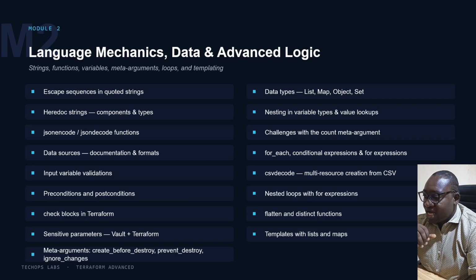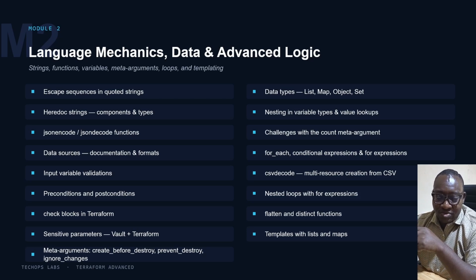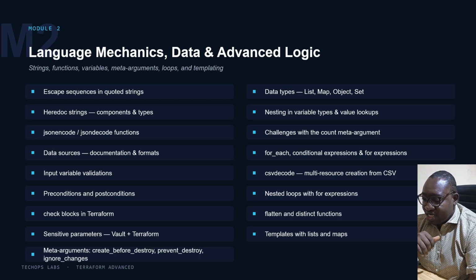In the second module, we're going to be covering the language mechanics, data, and advanced logic. We're going to be looking at nesting and variables. We're going to be looking at different data types, escape sequences, encoded strings, and a whole lot of things, right? We're going to be looking at JSON encode, CSV encode, flatten and distinct functions, and a whole lot of other things. All right, we're also going to be exploring HashiCorp Vault as well. I mean, how do we manage sensitive data in Terraform with Vault and all of that?